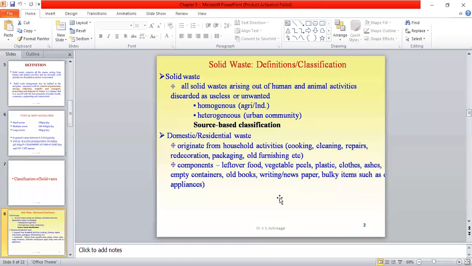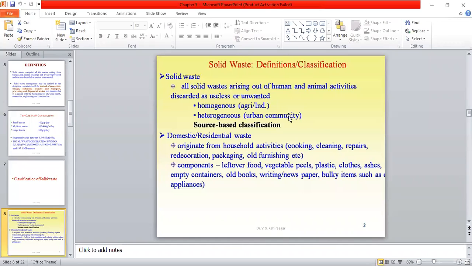In a developed country, as per the standard and the economic condition, the rate of generation will change. Then the next point we studied is the solid waste definition or classifications. It is classified first into two types, homogeneous and heterogeneous. Homogeneous is nothing but the same characteristics throughout the entire waste, and heterogeneous will observe different types of characteristics. That is nothing but heterogeneous.